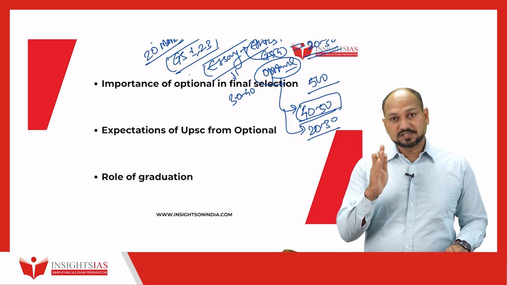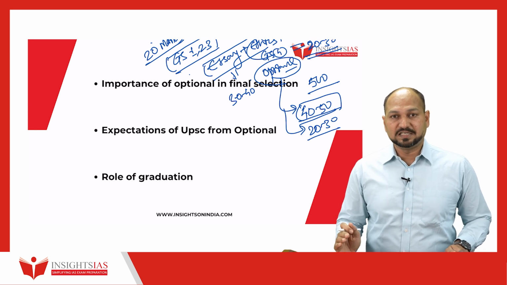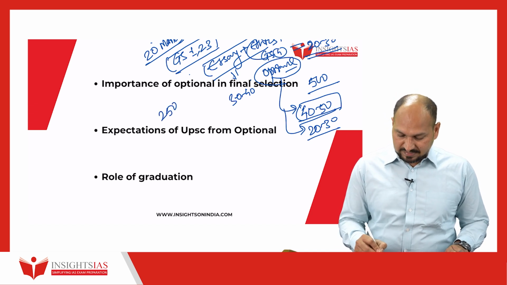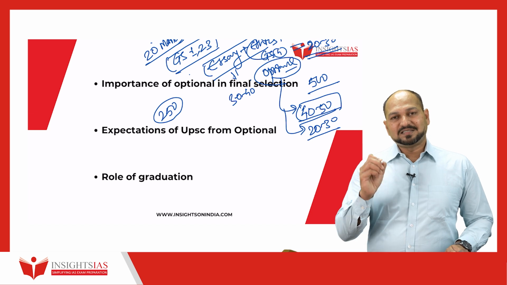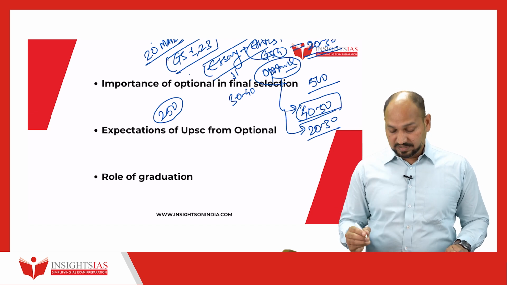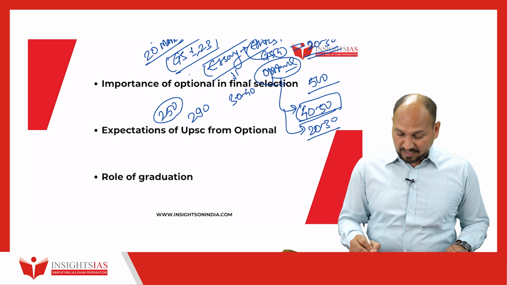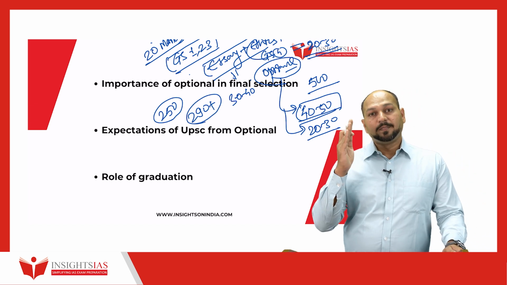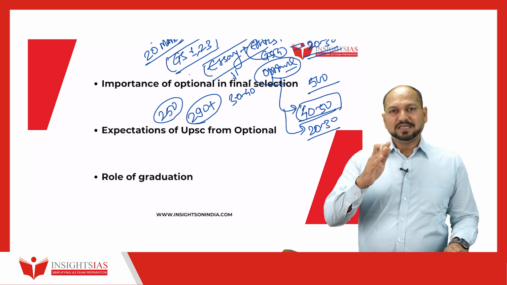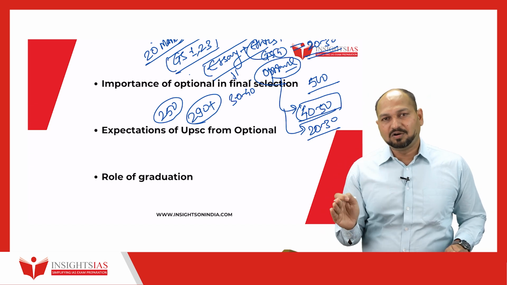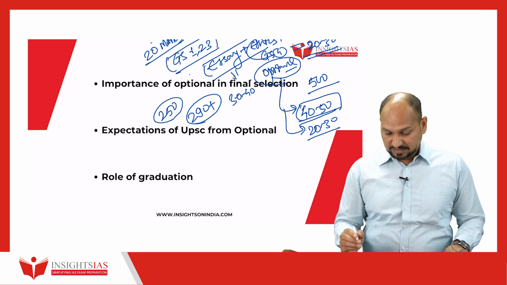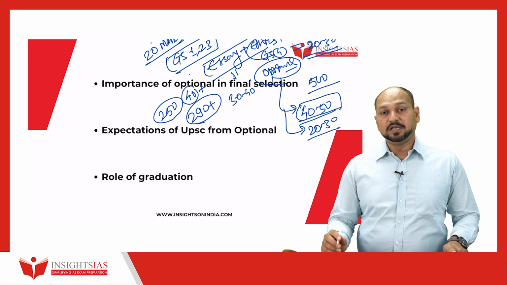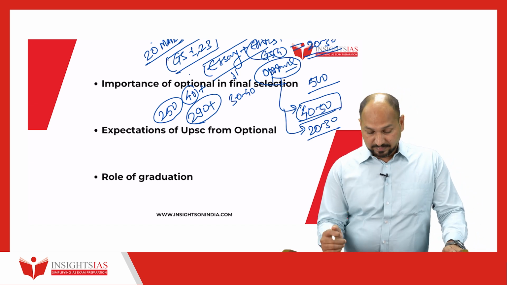Why? Because there is some variation, there is subjectivity in answers and all, right? So the importance of optional is very much in final selection, right? If someone is getting around 250 marks in optional, the chances of getting selected come very down. But if someone is getting around 290 plus marks in optional, the chances of getting selected become more, right? Why? Simple, because in GS 1, 2, 3 you will score average marks, there will not be much difference. But if you can grab around 40 mark difference in optional itself, your selection becomes very possible, right?